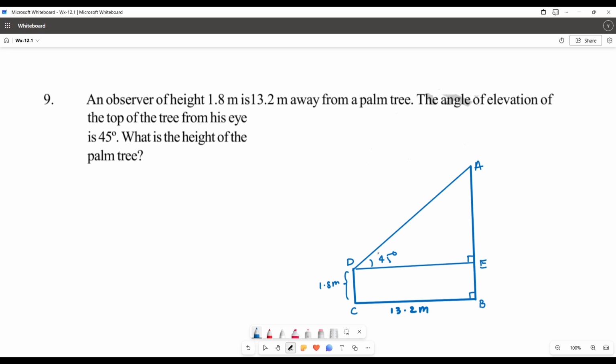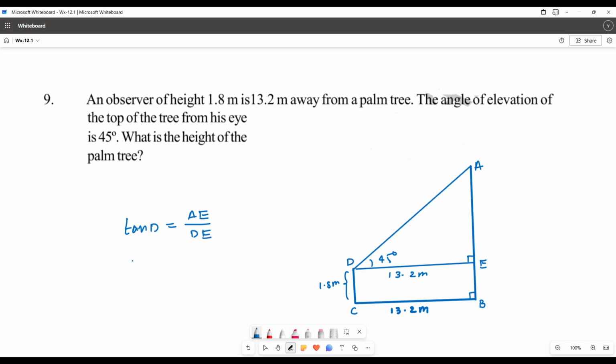So here we have 45 degrees and this is 13.2 meters because both are the same. So we have 45 degrees, we have the length of the adjacent side, and we need to find the length of the opposite side. Therefore, the trigonometric ratio which has both opposite side and adjacent side is tan theta. So tan D is equal to opposite side AE by adjacent side DE.